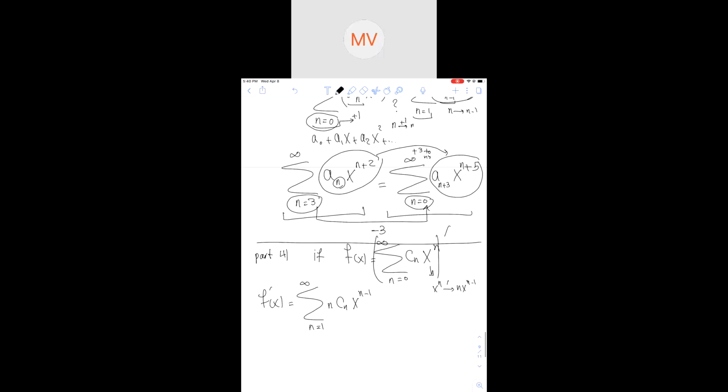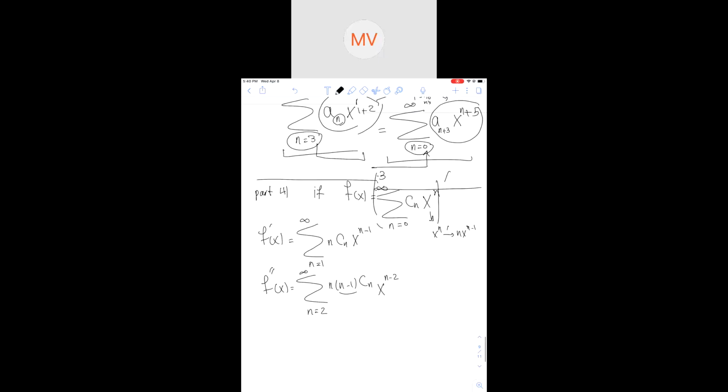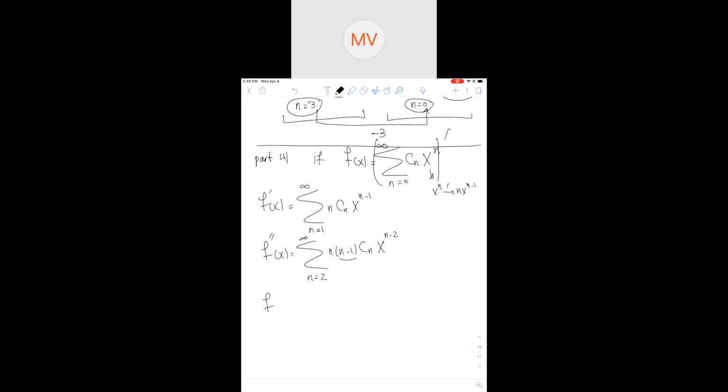Okay? Let's see the second derivative. So the second derivative is the derivative of that guy. The derivative of that is n times n minus 1 c sub n x raised to n minus 2. And what value do I start my series with? Think about it. If I start at 0, it's 0. If I start at 1, that makes it 0. So I have to start from 2. Okay? Let's do another one.